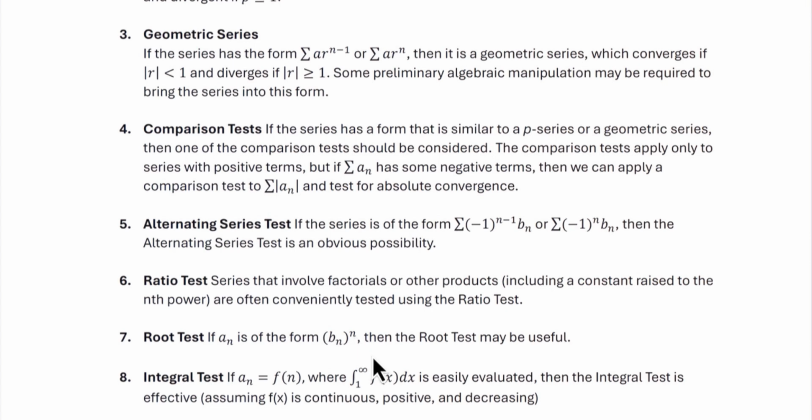And the integral test will be used if we can write the series as a function and integrate that function. Now we need to make sure that f, the function, is continuous, positive, and decreasing in order to use this test. Once again, that is just a brief overview of the different tests. This is not necessarily the order that you perform the tests. It's going to take a little practice to know when to use which one.